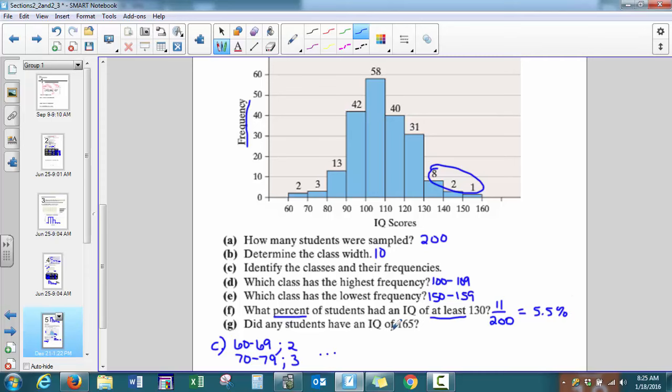Did any students have an IQ of 165? No. And how do we know that? Because the bar doesn't extend out to 165. The last value range is 159.